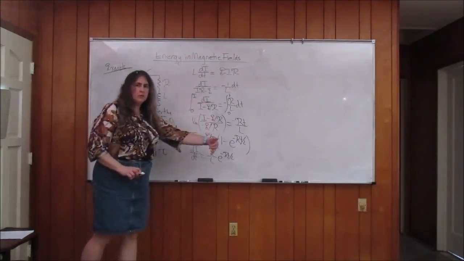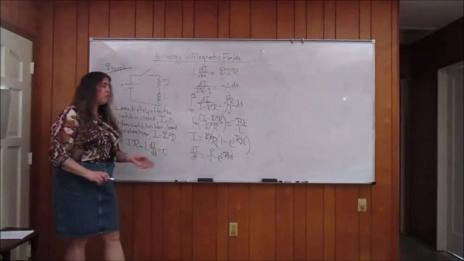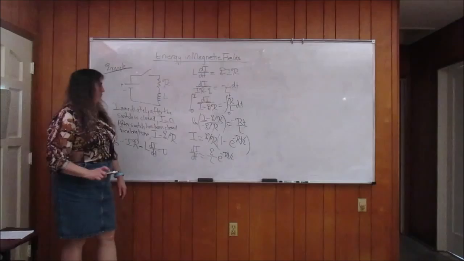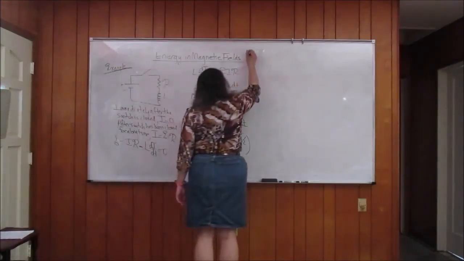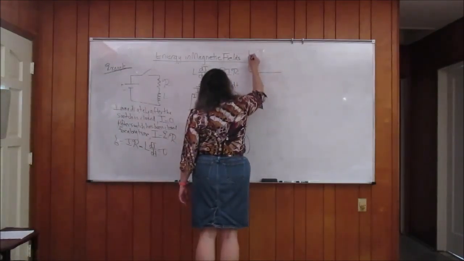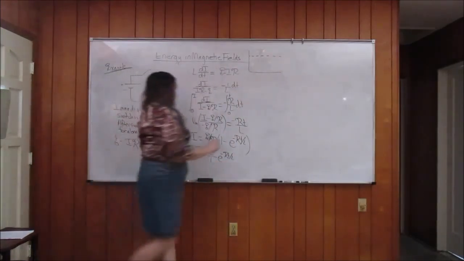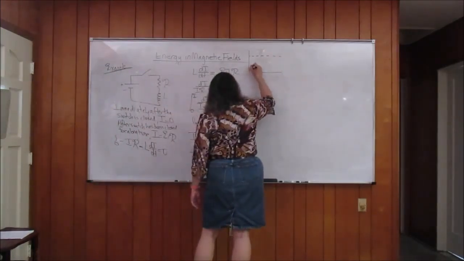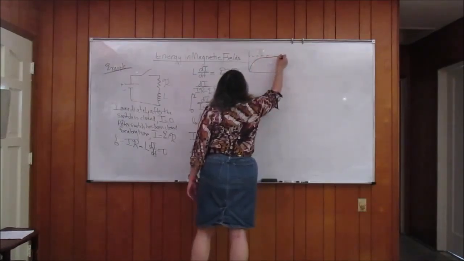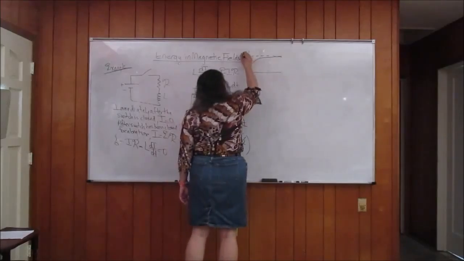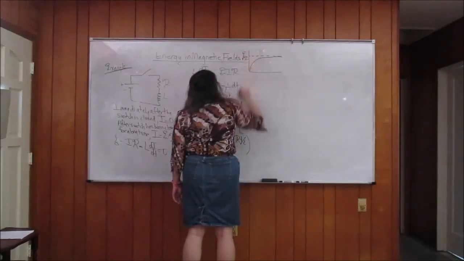And as time approaches infinity, after the switch has been closed for a very long time, the rate of change of the current goes to 0. And to sketch out what the current looks like, well, it starts out at 0, but approaches some limiting value here. And that limiting value is just equal to the EMF over the resistance.